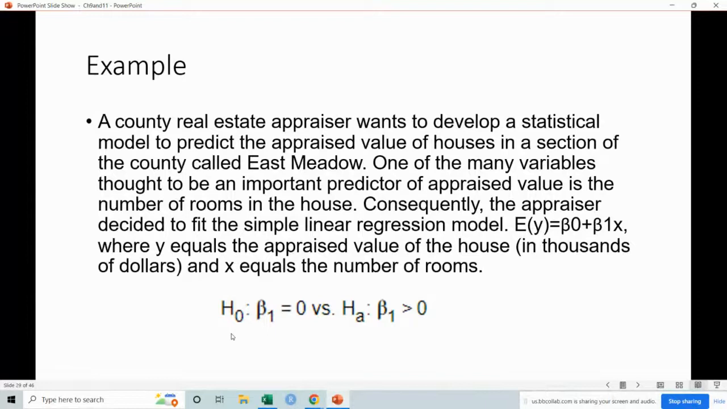All right, so a country real estate appraiser wants to develop a statistical model to predict the appraised value of houses in a section of the country. One of the many variables thought to be important, blah, blah, blah. That's what I just said.